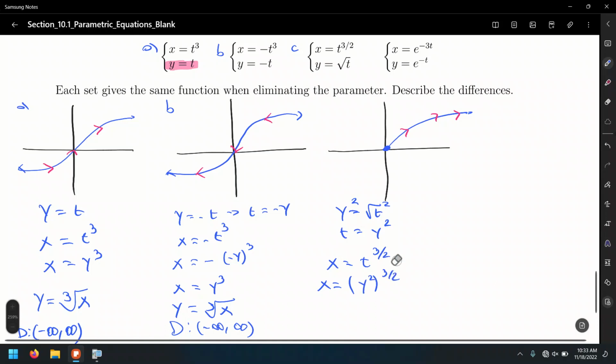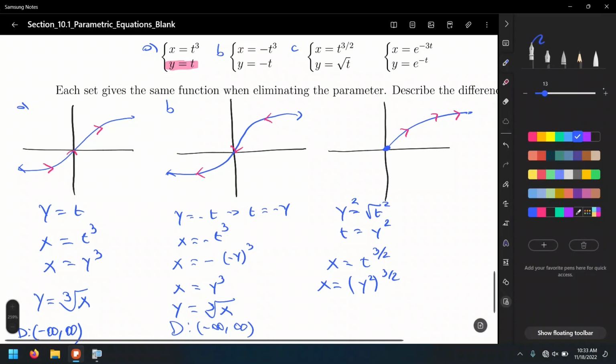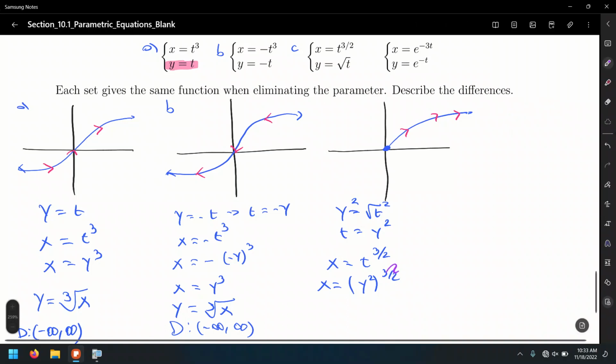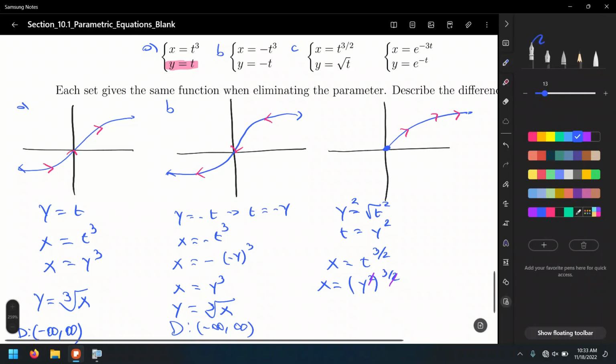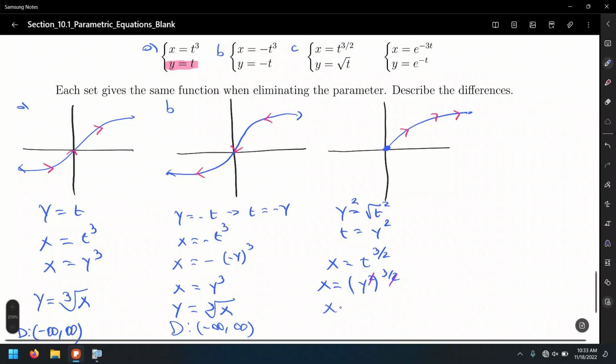What's going to happen when we have the power of another power? We multiply the powers. When we multiply 3/2 times 2, check how these two get canceled. That's going to leave us with y cubed. All right? Isn't it the same function we've been getting all the time? X equals y cubed, which is the same as saying y equals the cube root of x.